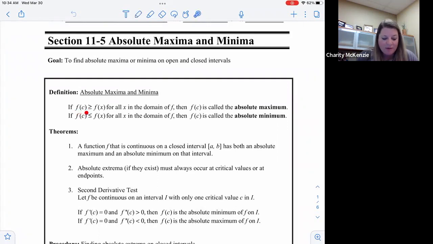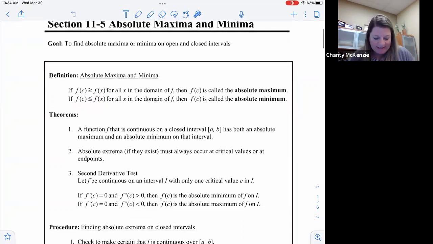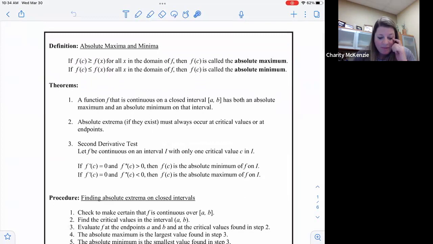where all values at a certain number x are greater than every single other value. Okay. For an absolute min, it's less than. So basically, it's the lowest absolute point on your graph or the highest. That's all that's trying to tell you there. And then here are the theorems.